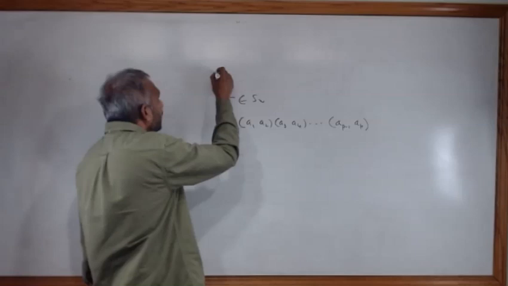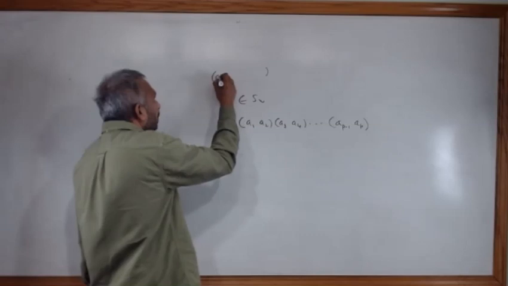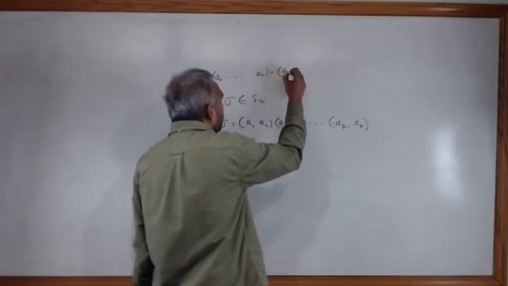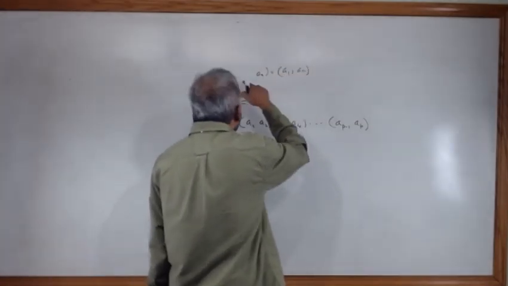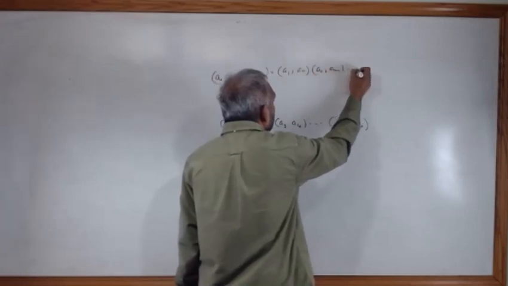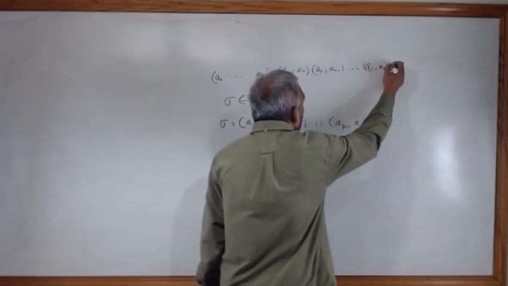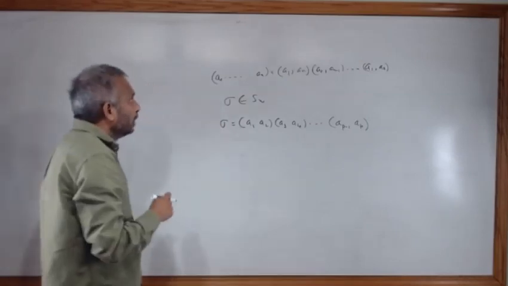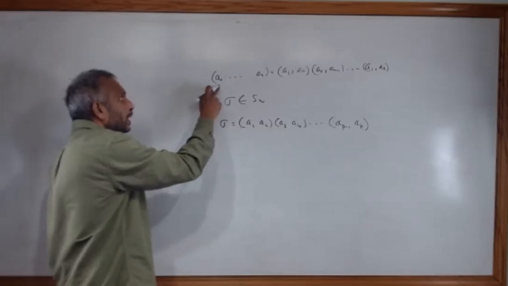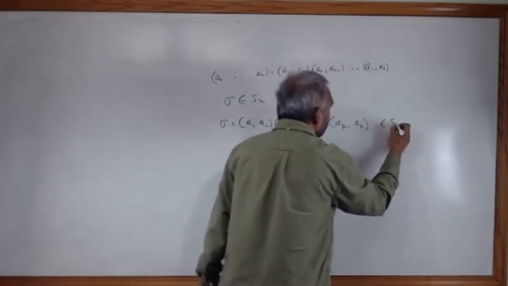This is because any cycle (a1 a2 ... an) can be expressed as a product of n minus 1 transpositions, (a1 an)(a1 a(n-1)) ... (a1 a2). And sigma is a product of disjoint cycles like this, and this belongs to Sn.